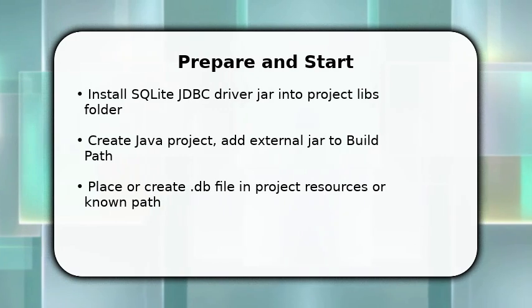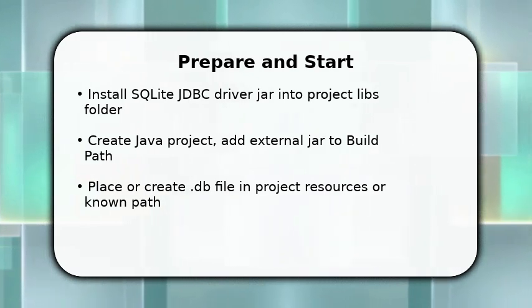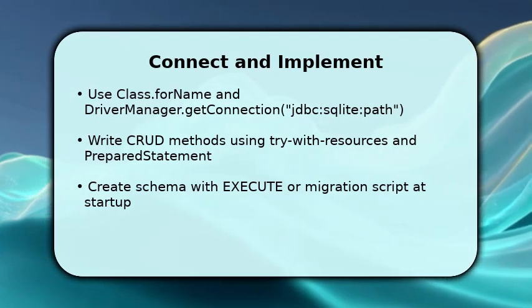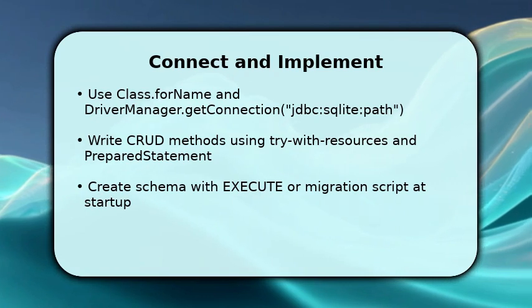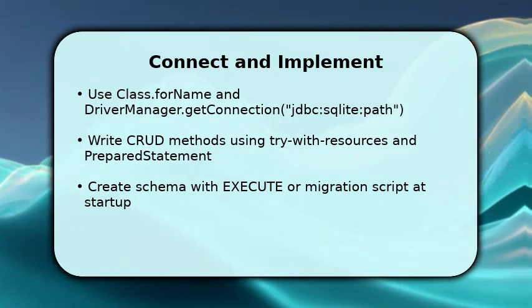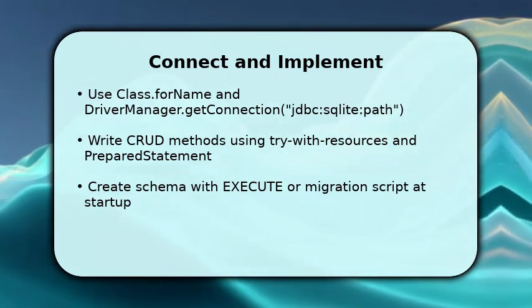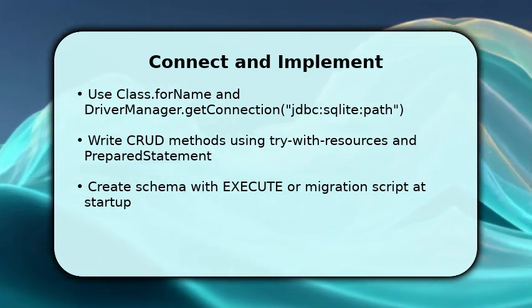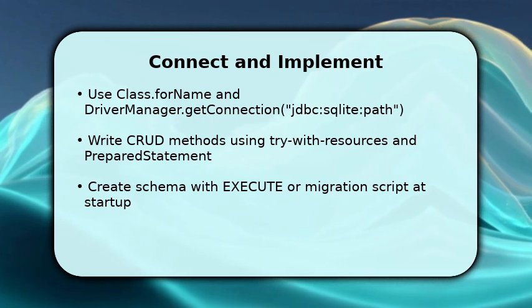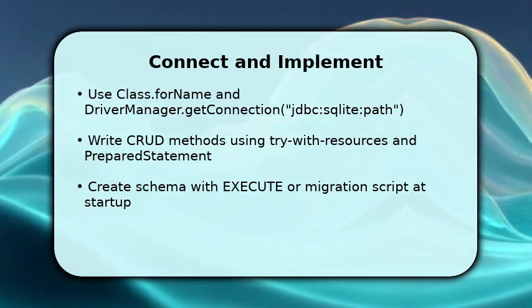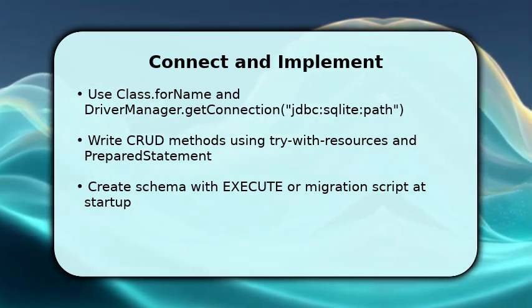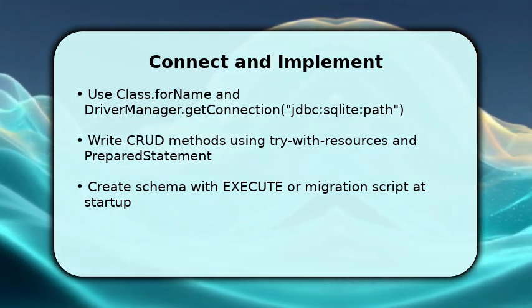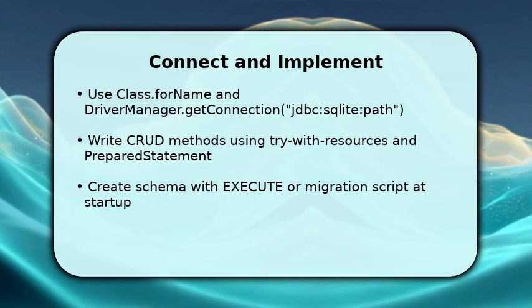Now implement the connection and data access. First, load the driver and open a connection with JDBC, Sqlite, your path. Use an absolute or project resource path so Eclipse runs find it. Next, code CRUD with prepared statement and try with resources to auto-close connections, ensuring you parameterize queries for safety. Also create tables on startup if missing. This guarantees idempotent launches. Make sure to commit transactions.